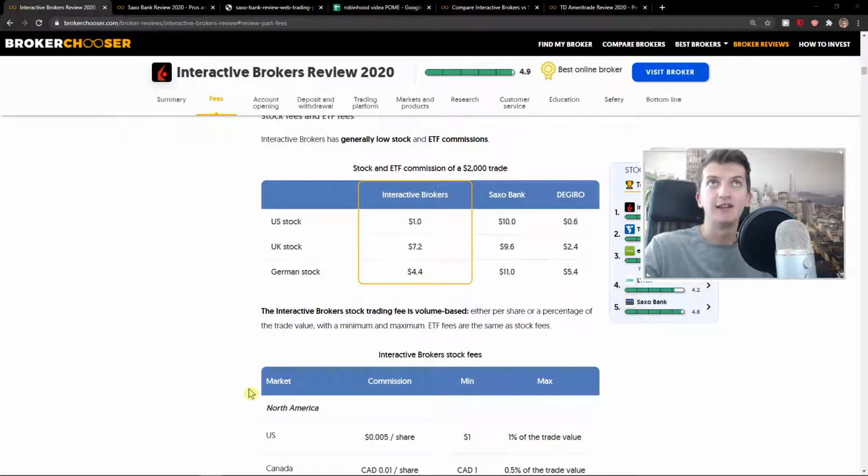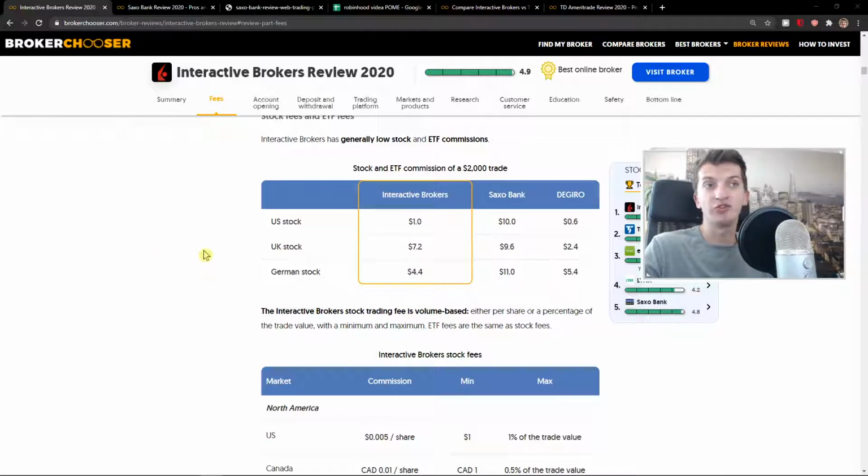So let's start. Fees. Stock and ETF commission on a $2,000 trade is much cheaper in Interactive Brokers compared to SAXO Bank. So if you would like to buy ETFs or trade stocks, I would go with Interactive Brokers, not with SAXO Bank. You can see it right here. $1 compared to $10. UK stock again cheaper. German stock again cheaper. So this is the first thing which is important for everyone.